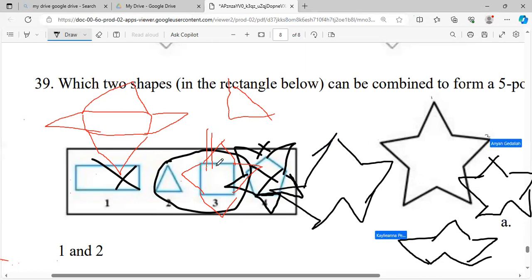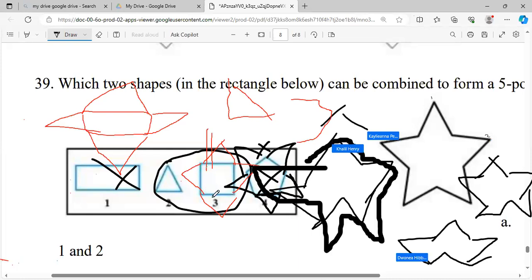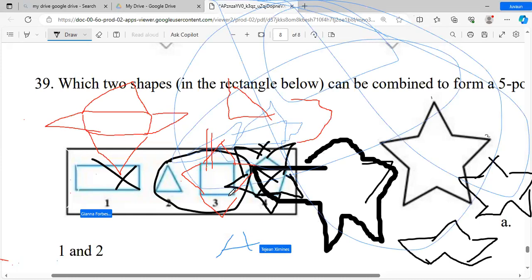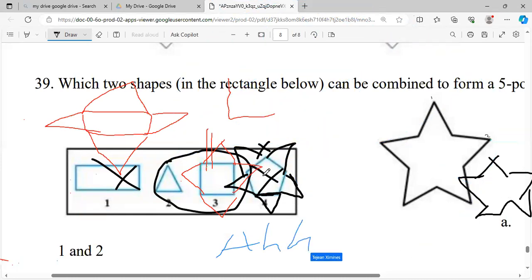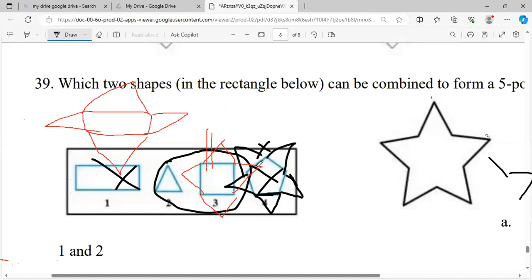Oh, I guess it couldn't fit exactly, because it's small. Sir, if you turn around the pentagon, if you turn around number 4, it would be a star. If you turn around number 4, like upside down, it will become a star.